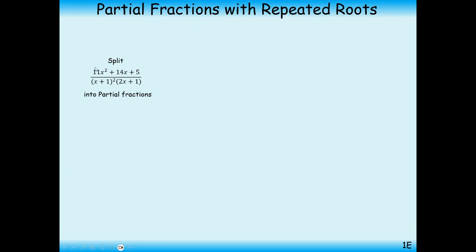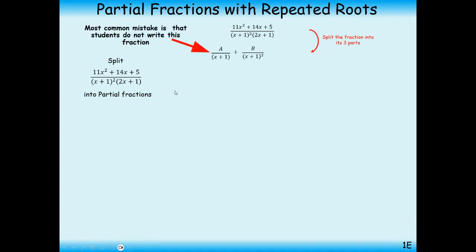In this example, we've been asked to write this as partial fractions. Once again, make sure you repeat the factor of x plus 1 as a singular term and as a square term in the denominator. Okay, a common mistake that students make is not writing this first fraction and simply going to x plus 1 squared in the denominator and just writing two fractions.